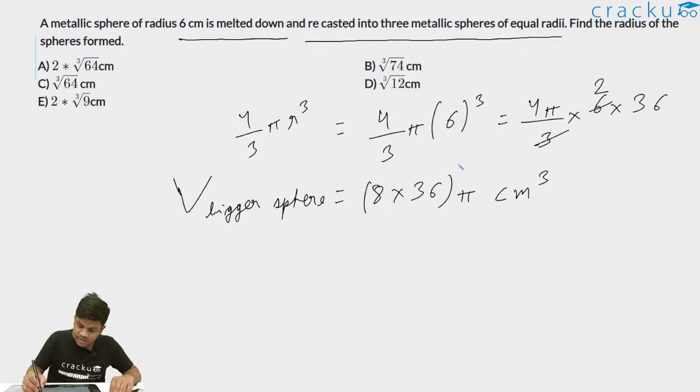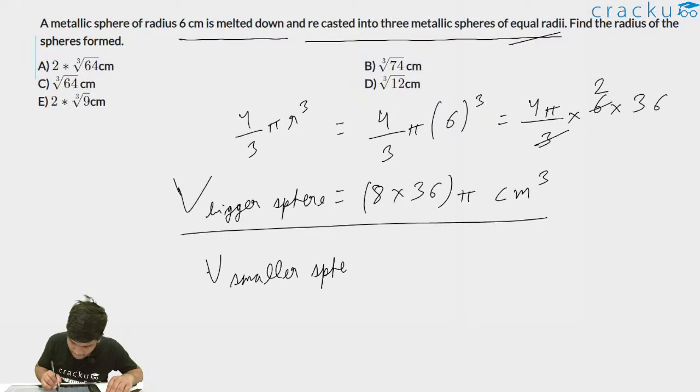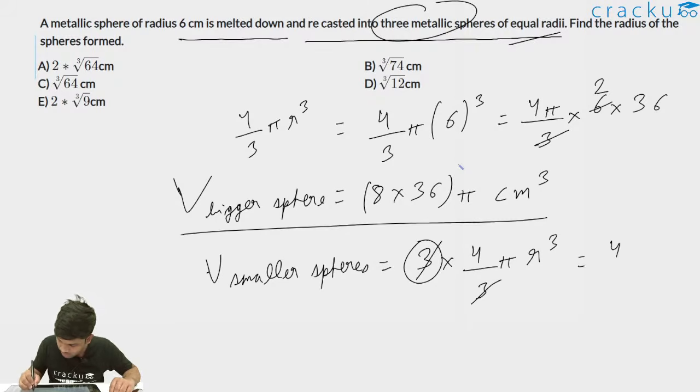Now there are 3 spheres of equal radii which are being cast from this volume. So that means those 3 spheres, the radius will be smaller than the bigger sphere. So the volume of smaller spheres is equal to 3 into 4 by 3 pi r cube. I have multiplied it by 3 because there are 3 metallic spheres. So this 3 and this 3 will cancel out. You will get 4 pi r cube.